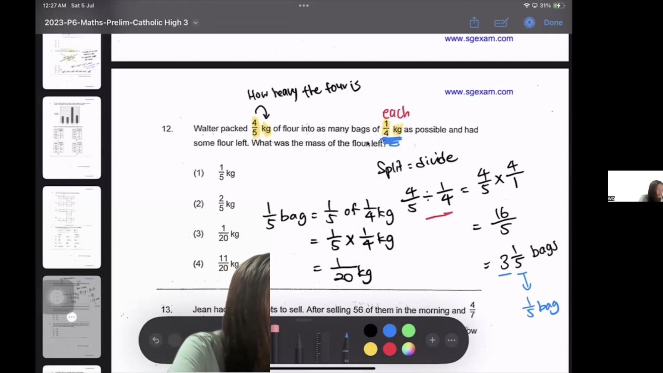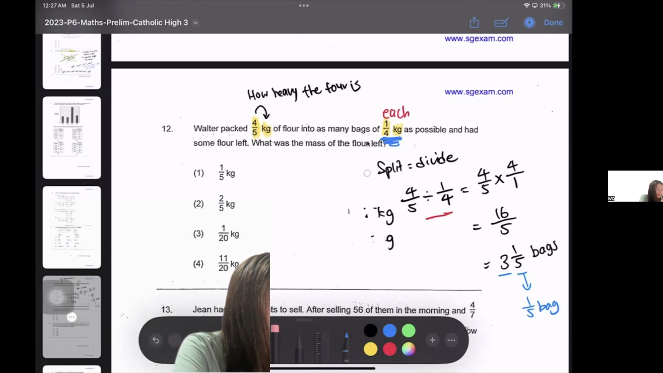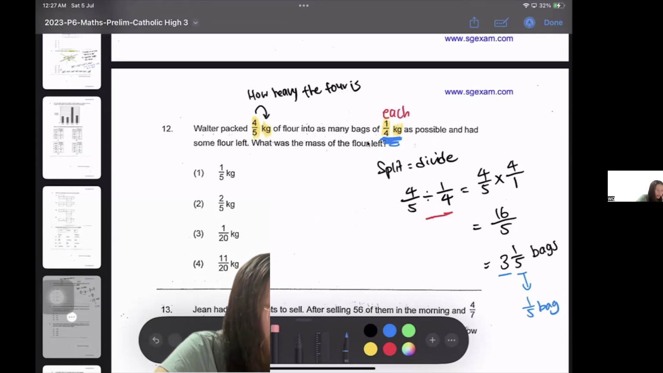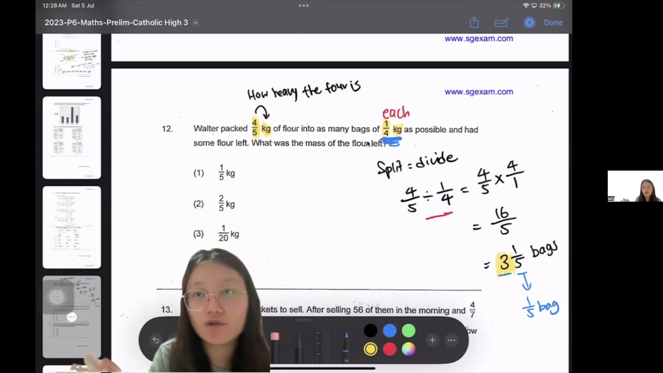Let's look at the second way to do this. The second way is basically to find how much he put into the bags. So let's say we want to use the number 3 instead. Do you see this number 3 here? We want to use that instead.